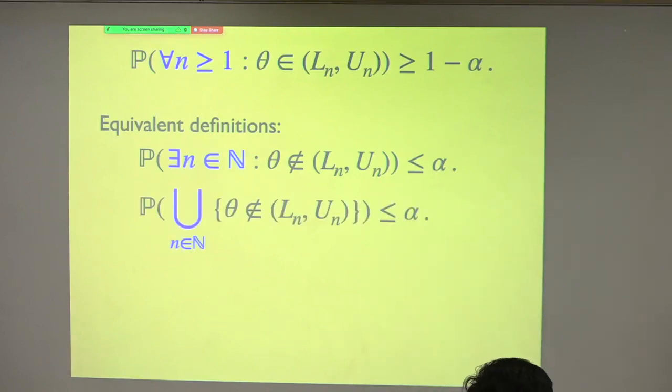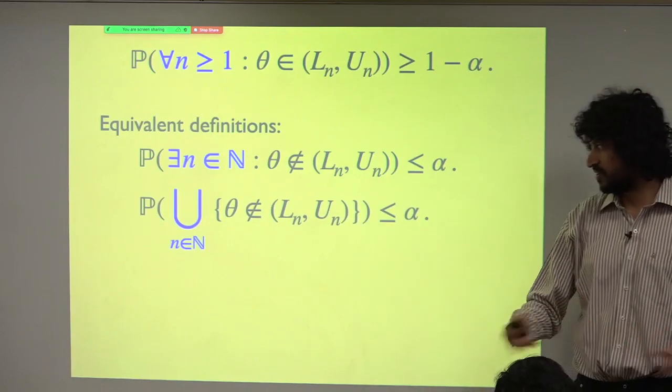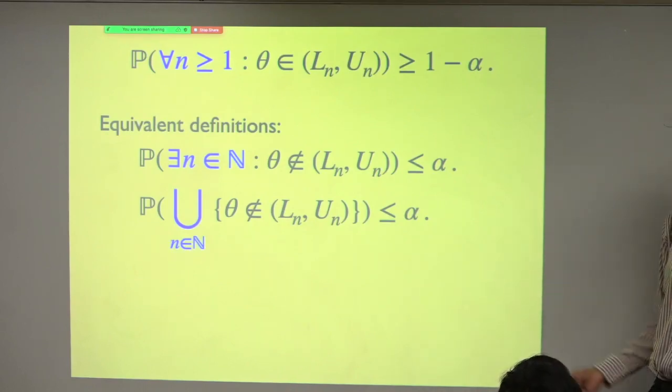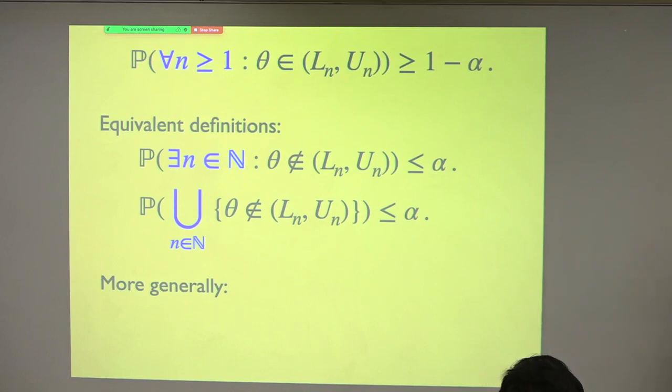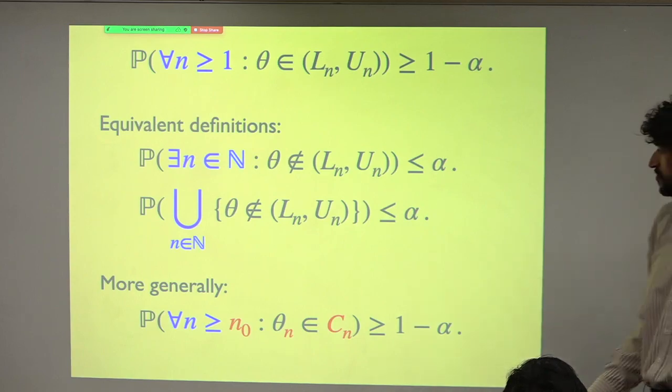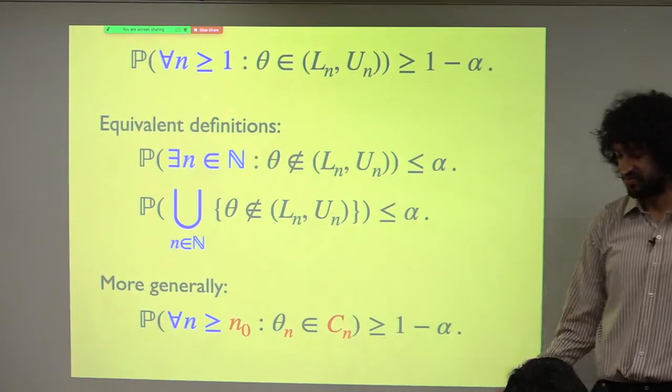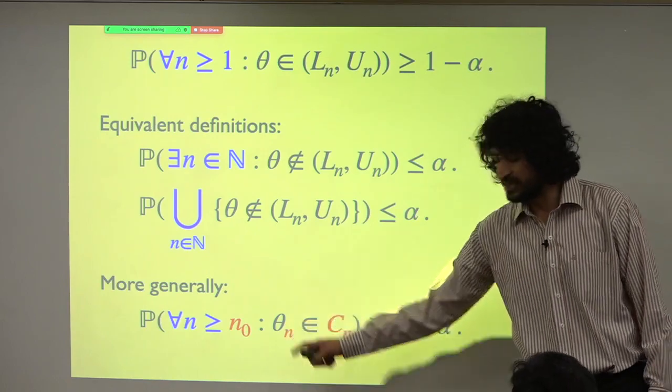You can write this as a union bound, as an infinite union bound over an uncountable number of events, saying that the union over n of this event is at most alpha. And more generally, there's no reason that you need to start at time 1. You can say, well, maybe there's an initial sample size n0 that I want this coverage after, that's fine. Your theta need not actually be fixed.